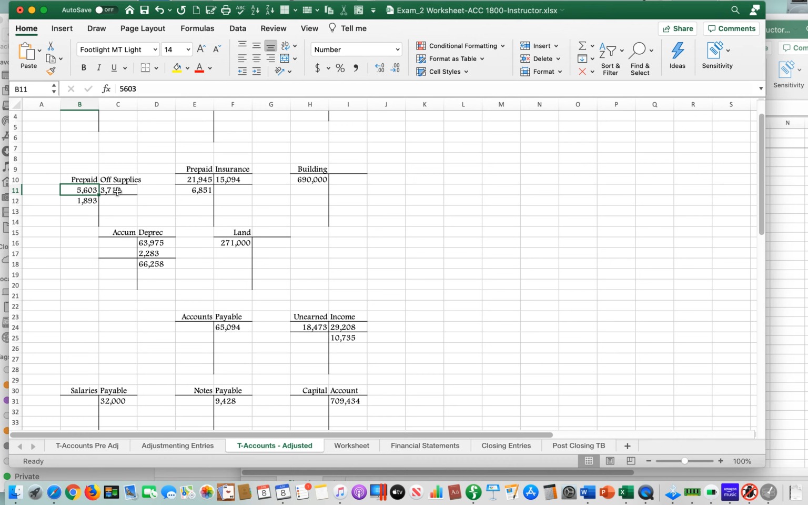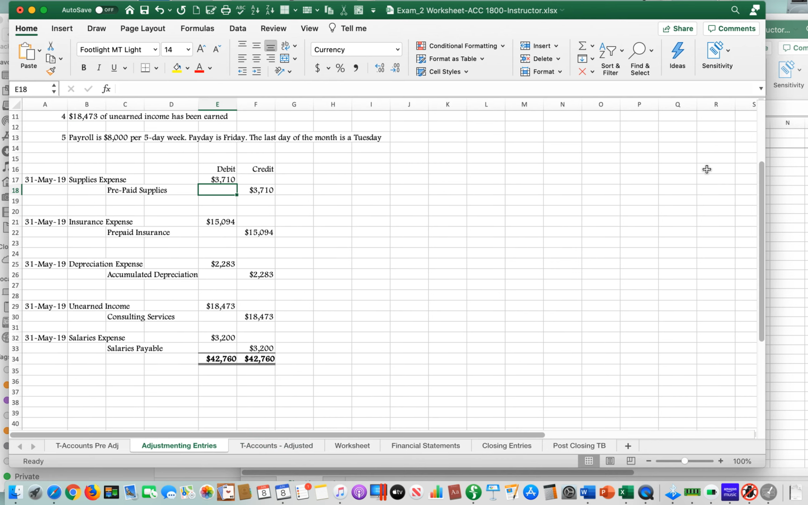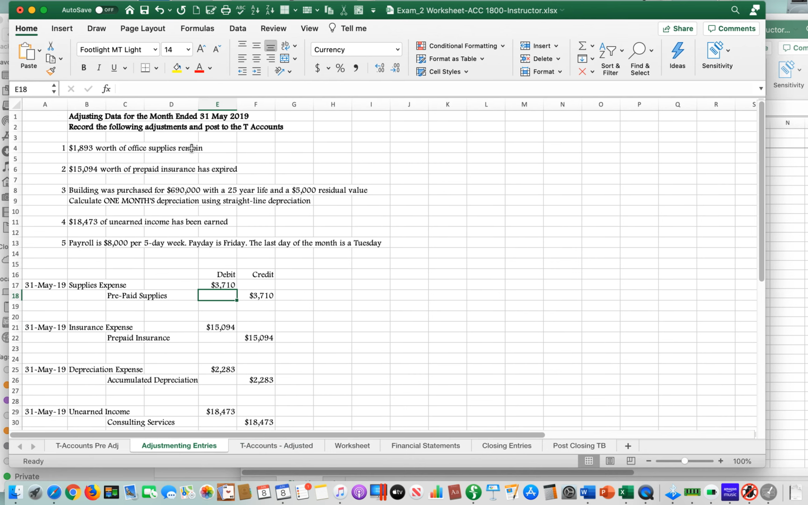Debit. When you have a debit and a credit, you subtract, and whichever side was larger to begin with, that's what it is. So it's a debit balance. So now we know we have a balance of $1,893. That's what's remaining. And of course, that's what it said up here, right? Remember it said up here? That's what's remaining.